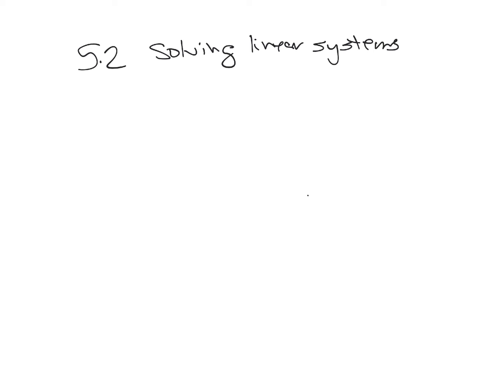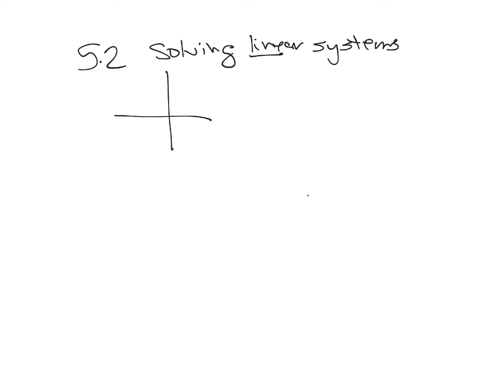Okay, so we're looking at 5.2. We are talking about still solving linear systems. So remember, a system is something that works together. So we're talking about two lines that work together.